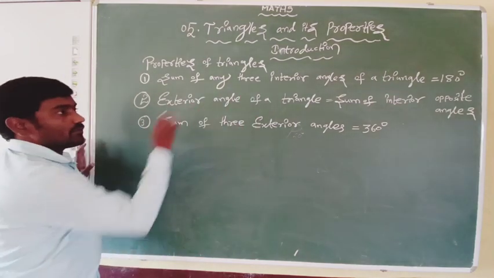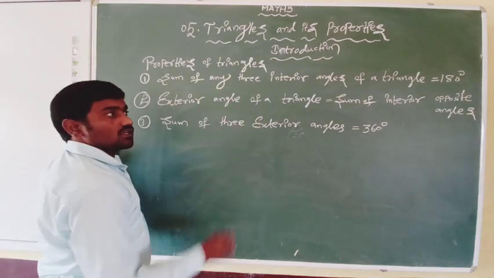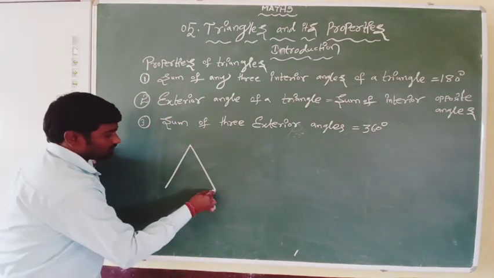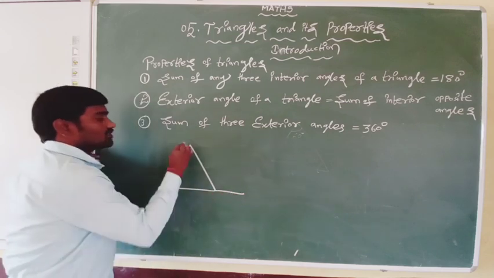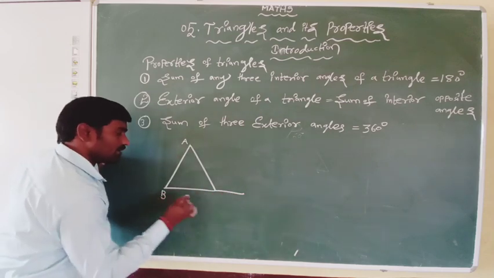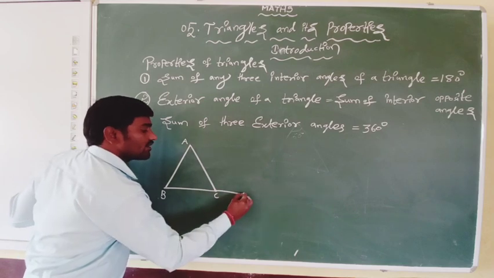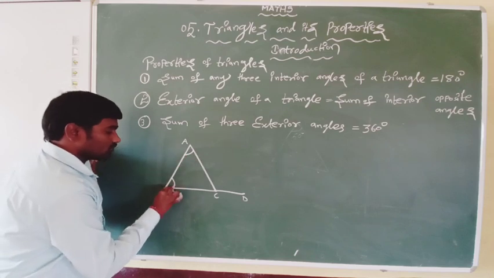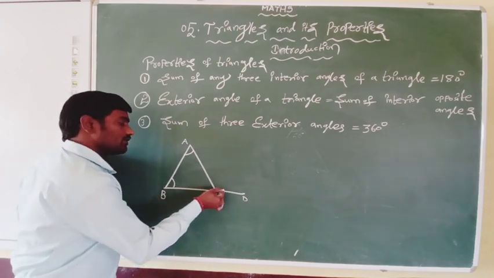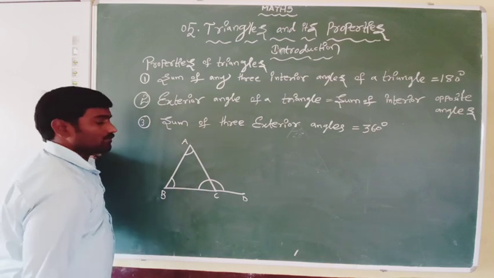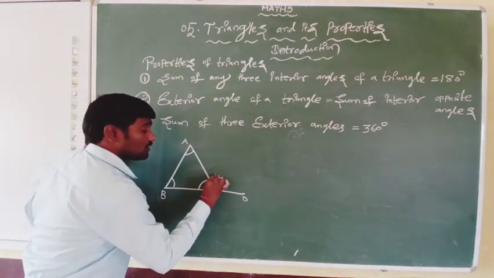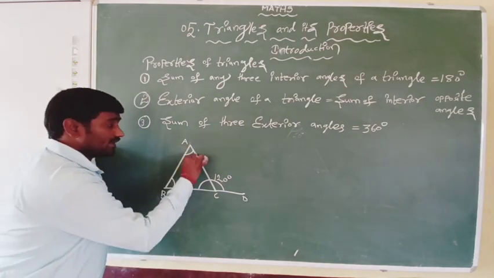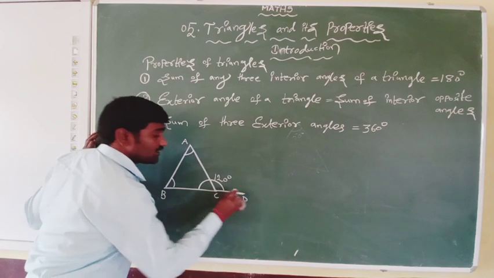First let me go for the second property, that is, the external angle of a triangle is equal to the sum of the opposite interior angles. Suppose this is a triangle A, B, C, and here I will give the name D. Here the two angles are given. Here there is one more angle, let me suppose 120 degrees.